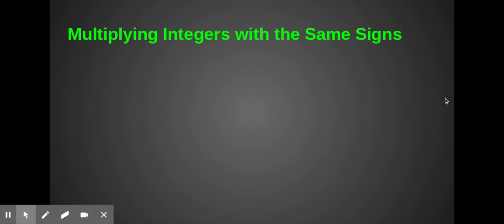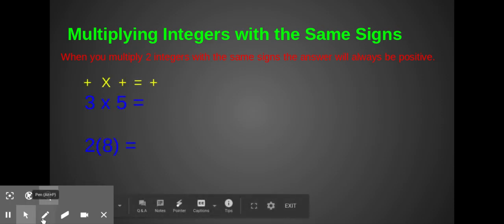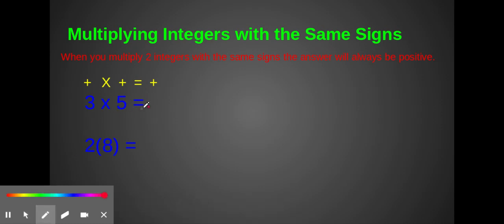So let's try some out. We'll go ahead and put our rule up here so we don't forget that when you multiply two integers with the same sign, the answer will always be positive. So let's try it out. We have 3 times 5, and we already know this. We learned it when we were much younger in elementary school. 3 times 5 is 15. And we know the answer is going to be positive because both of the integers were positive. And 2 times 8, the answer is 16. Once again, the answer will be positive because both integers are positive.